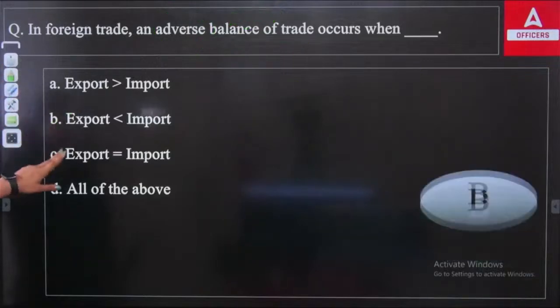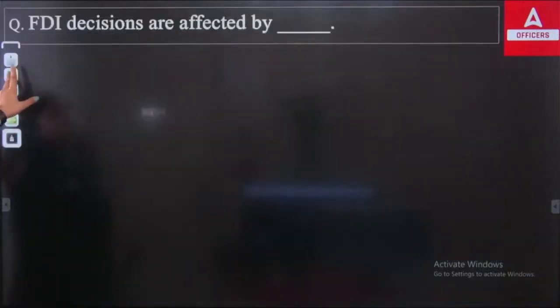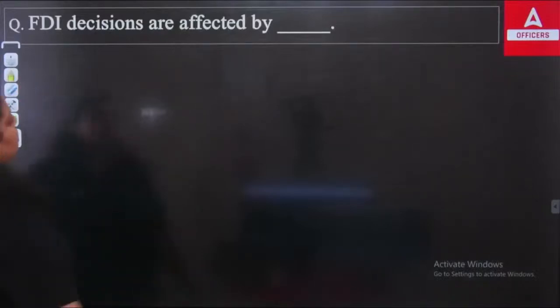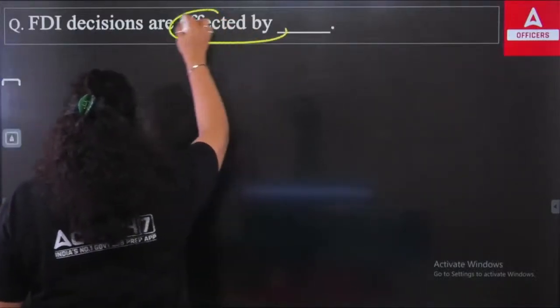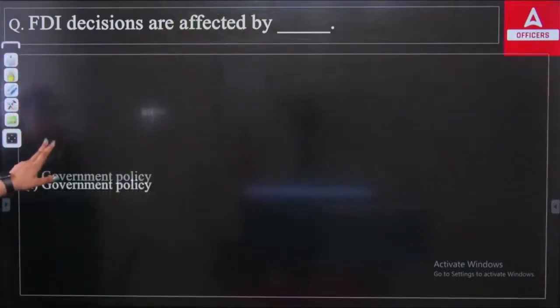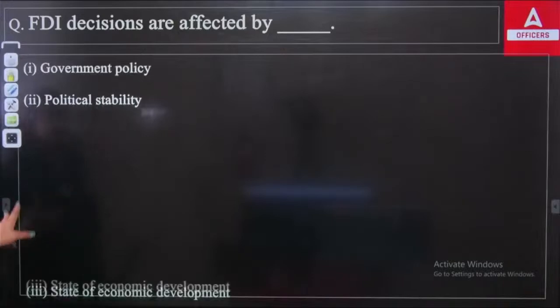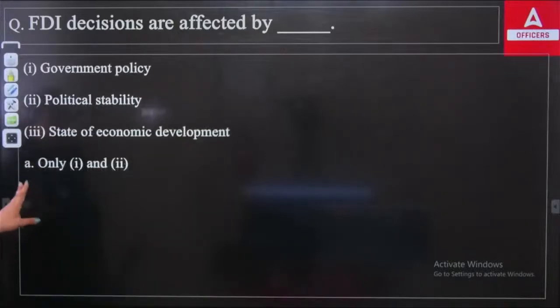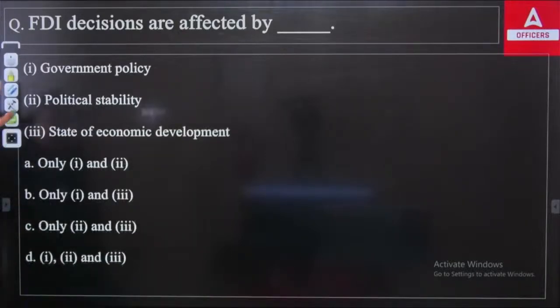Okay, now next. The next question we have: FDI decisions are affected by. So the decisions which you are taking regarding FDI are affected by which of the following options. The first one, government policy. Second, political stability. Third, state of economic development. Out of these, you have to tell which of the following is correct.